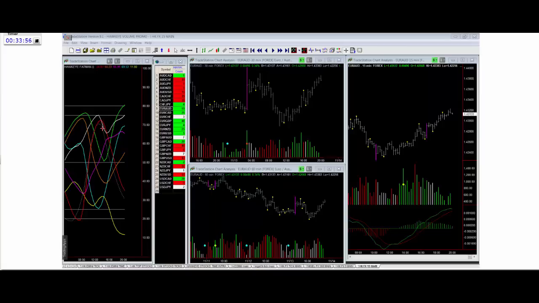This indicator here is not included. It is a Hawkeye indicator called the Hawkeye Fat Man, and each currency is a different color. I'm not going to bore you with it, but it just tells me which currencies are strong and which currencies are weak. So it's a Forex strength meter, and I think it's one of the best ones out there, if not the best one.